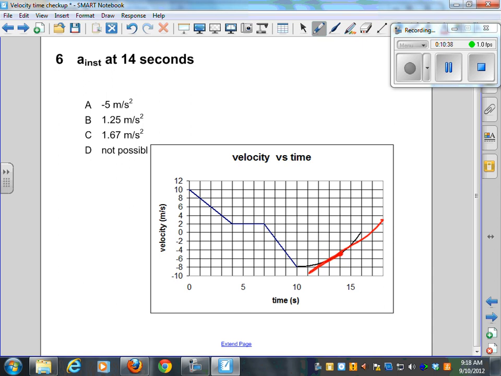Pick 2 points. Does it matter which 2 points you pick? No. Try to pick nice lattice points, but if you can't, just sort of guess a little bit. It's the process that I'm interested in. And, well, we know it's positive, so it's either B or C. I have C, this one here. Right? You're going to pick 2 points, and you're going to find the slope.